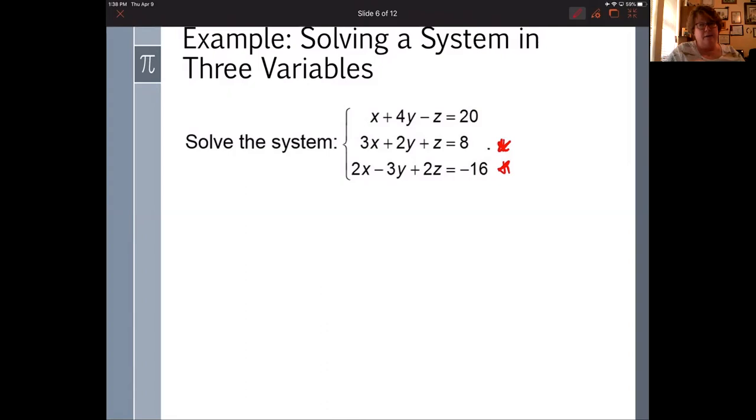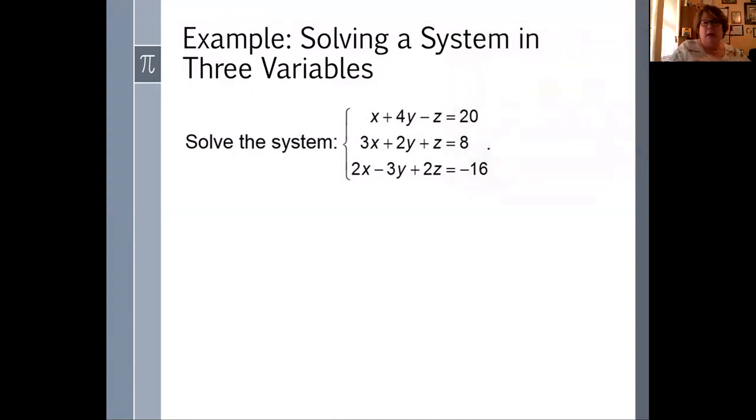You solve that for your 2 variables and then back substitute to find your third. All right, looking at this, it appears to me that the easiest variable for me to eliminate would be z. If I pick the first 2 equations and simply add them together, -z plus z will give me 0. So the z will be eliminated.